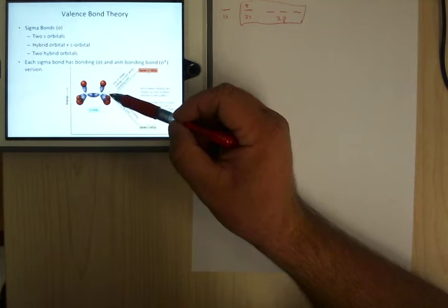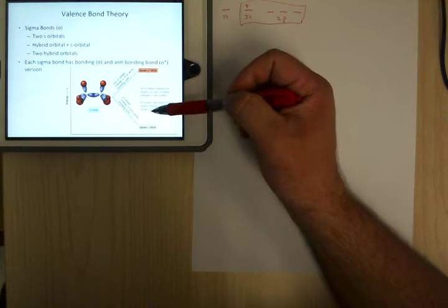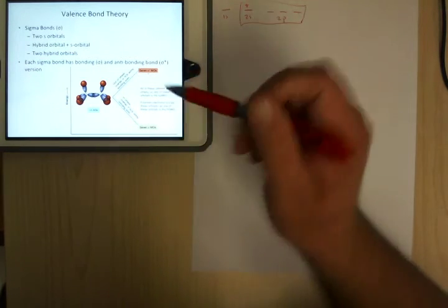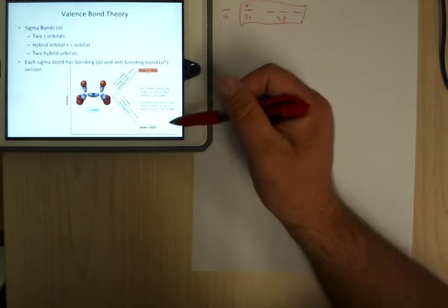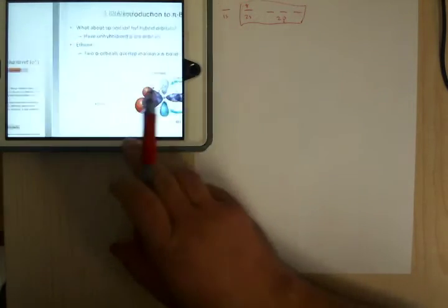That's 8, 9, 10, 11, 12, 13, 14. So you're going to get 7 bonding molecular orbitals and 7 anti-bonding molecular orbitals. That's going to be the lowest energy, so that's where the atom is going to want to go.